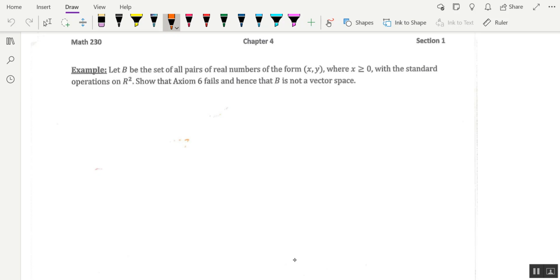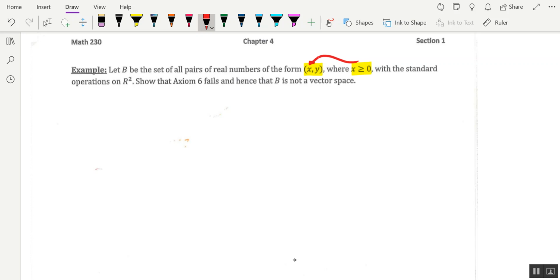It's Mr. C here, and in this video we are going to demonstrate that a set of objects is not a vector space. In particular, let B be the set of all pairs of real numbers of the form x comma y, so ordered two-tuples, and it looks like there's a condition on x. X needs to be greater than or equal to 0. In other words, there can be no negative x values for such an ordered pair.